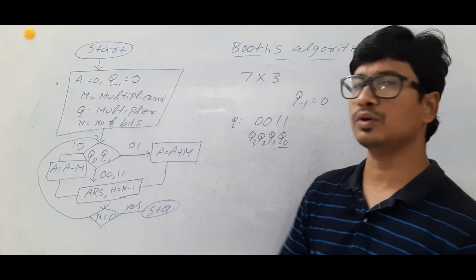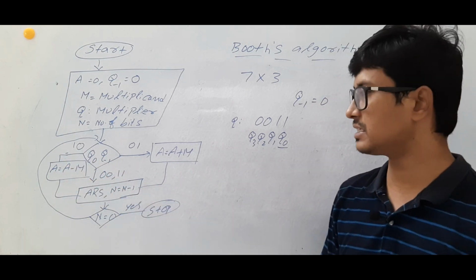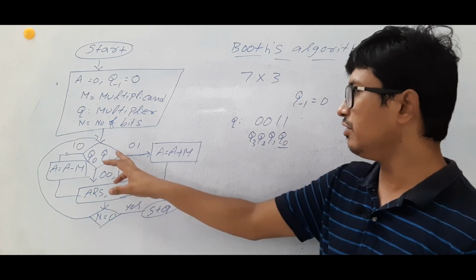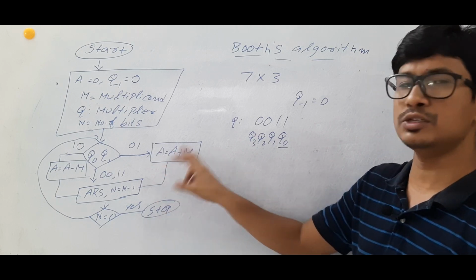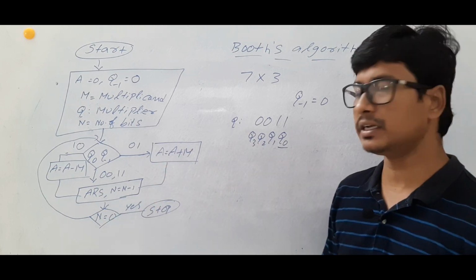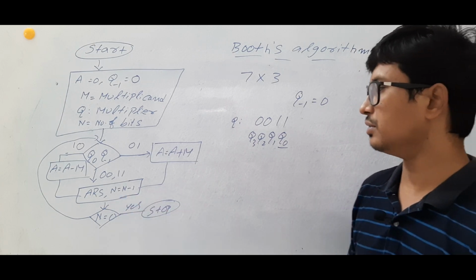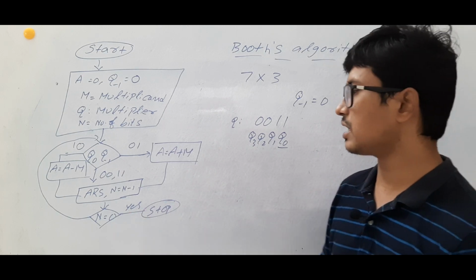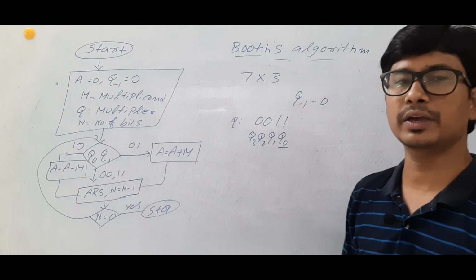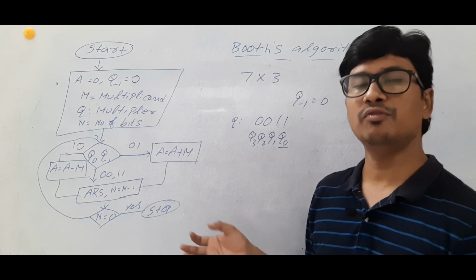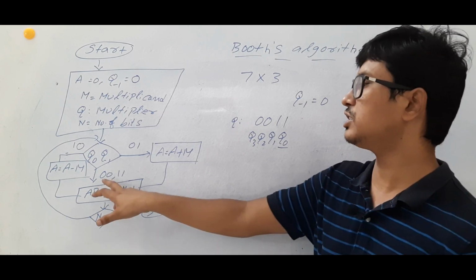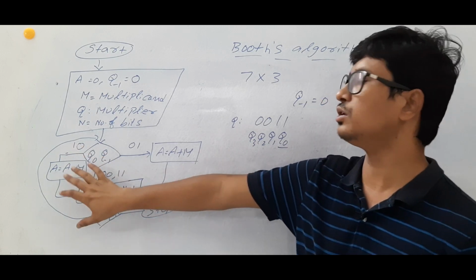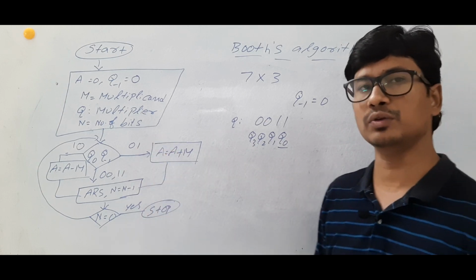If it is 1, 0, you have to perform A is equal to A minus M, and then perform the arithmetic right shift, then reduce the n value. If it is 0, 1, you need to perform A is equal to A plus M, then perform the arithmetic right shift, then reduce the n value. If finally the n value is equal to 0, then you stop the process, otherwise you repeat this step. So I hope you have understood the flowchart of Booth's algorithm. It's very simple, you just need to remember what to do if it is 0, 0 or 1, 1, what to do if it is 1, 0, and what to do if it is 0, 1.